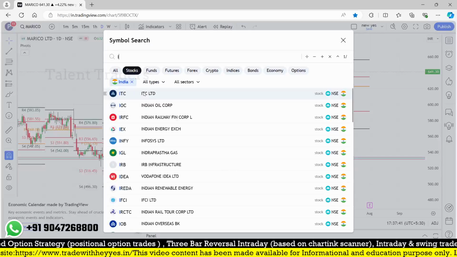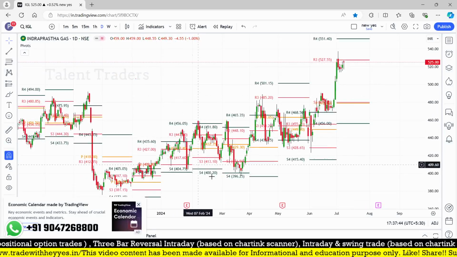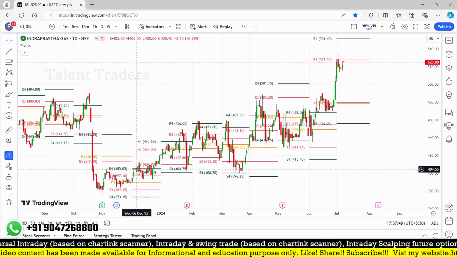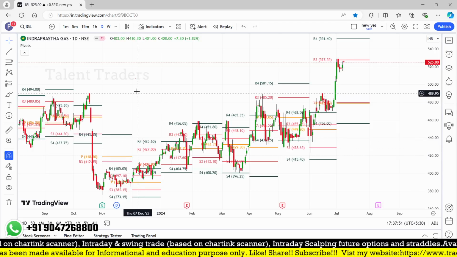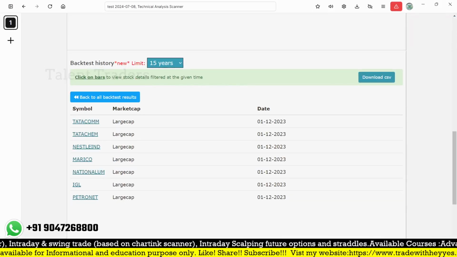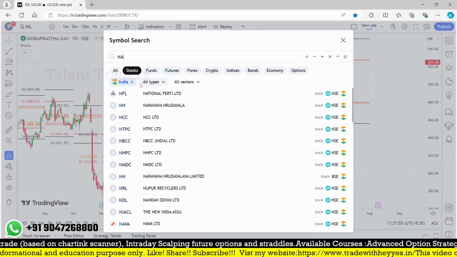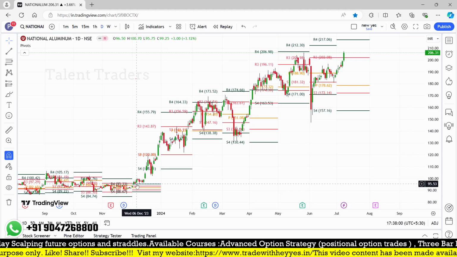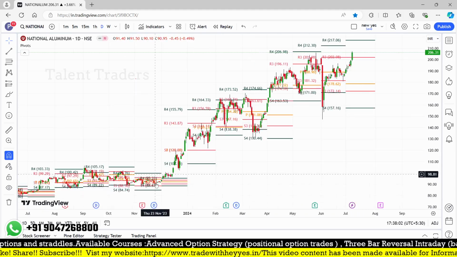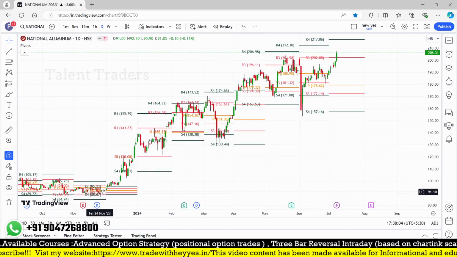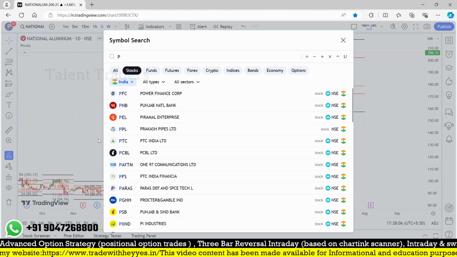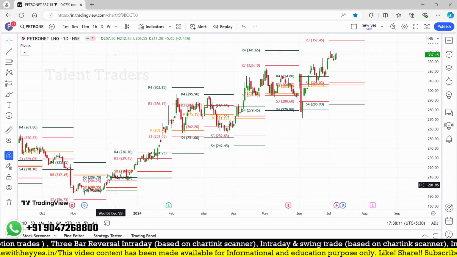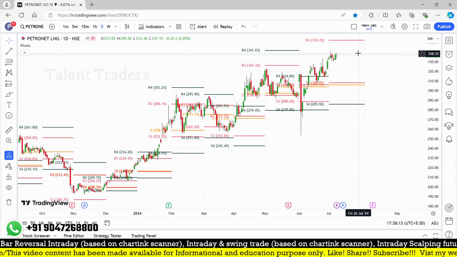National Aluminum, IGL. So that was IGL here. This is the point where it gave you 400, now it is 525. Then Petronet and National Aluminum. National Aluminum, that's a great move from 95, now it is 200. That's a huge move from National Aluminum, a very tight range. And Petronet, it's based on monthly, and Petronet also gave you such a good move, 200 to 337.